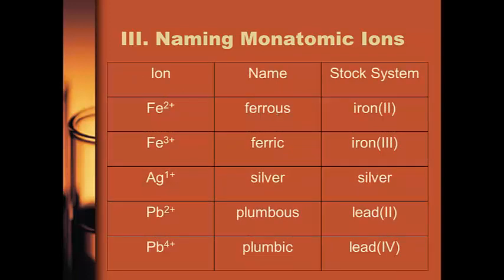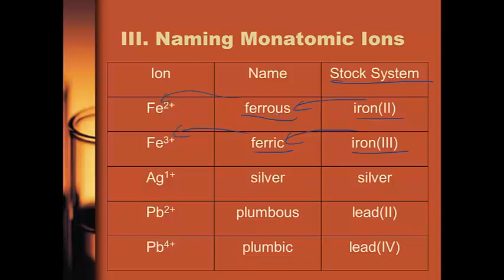Okay. Iron ion has Fe2+, Fe3+. This was ferrous. This one is ferric, Fe3+. In the stock system, it's called iron 2 or iron 3. Okay. Now, when you name compounds, you can use the stock system if you want to, but make sure you know that iron 3 is ferric and iron 2 is ferrous, because if someone tells you the name ferrous and ferric, you need to know which charge goes with which name.